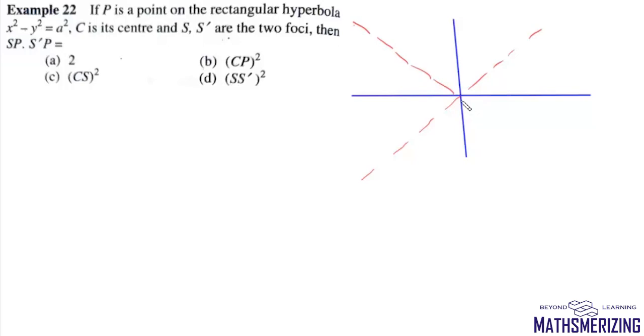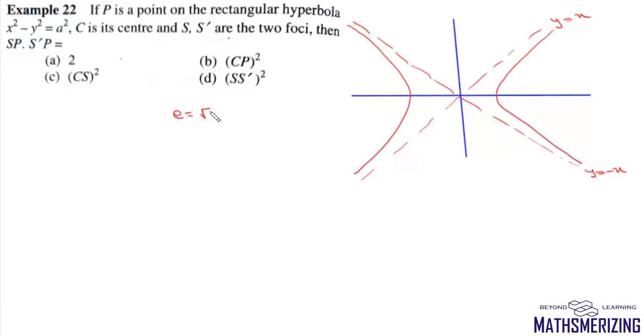Now the next question is, if P is a point on rectangular hyperbola, x square minus y square equals to A, C is its center and S, S dash are two foci, then SP into S dash P is. So here we have a rectangular hyperbola. Axis, they are perpendicular. This is y equals x and this is y equals minus x, and then we have two branches of hyperbola. Now for rectangular hyperbola, we know that value of E is simply root 2. So it has two focus S and S dash. So suppose this is S and this is S dash. So it will be minus root 2A comma 0, and this one is root 2A comma 0, and center is at origin.